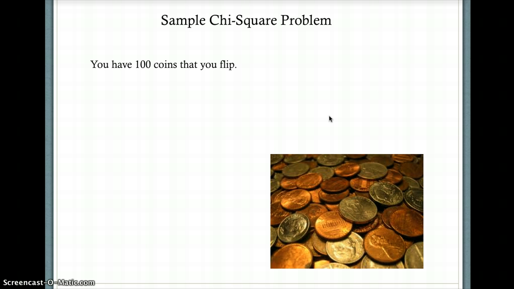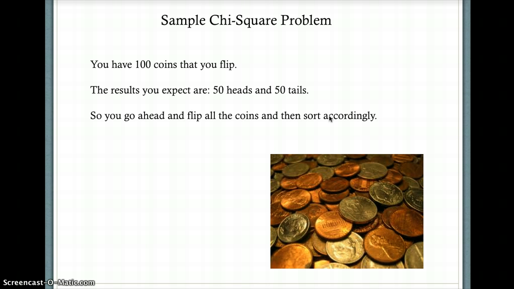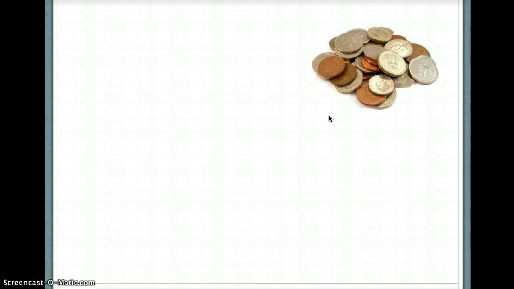So here's a quick sample problem that we're going to go over. You have 100 coins. You flip them all. You're expecting them to be 50 and 50, right? We have 2 outcomes, heads and tails. So you go ahead, you flip all the coins, you sort them accordingly, and you find that the outcomes you observe are 40 heads and 60 tails. Now these numbers are completely made up. I didn't sit and flip 100 coins. I'm not expecting you to sit and flip 100 coins either. This is just for the math portion.